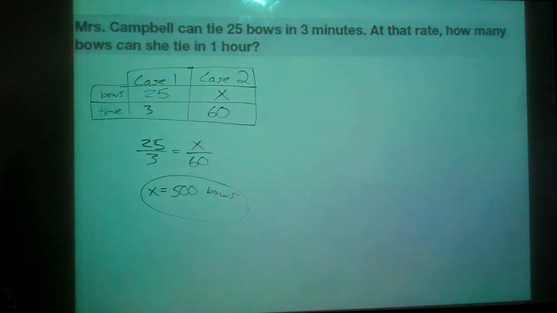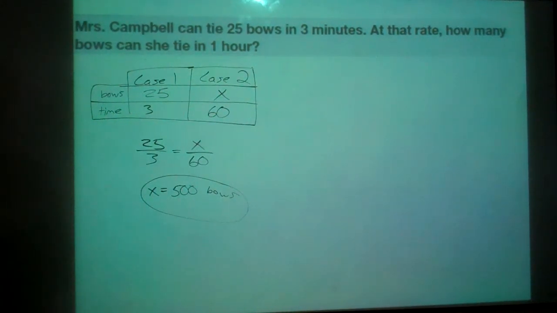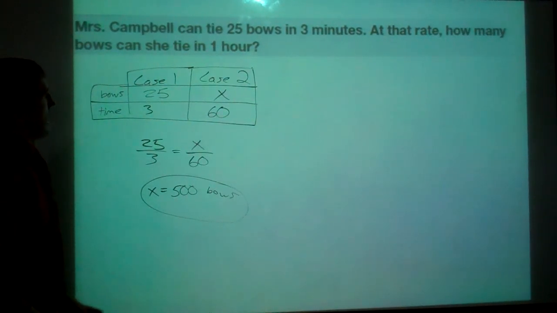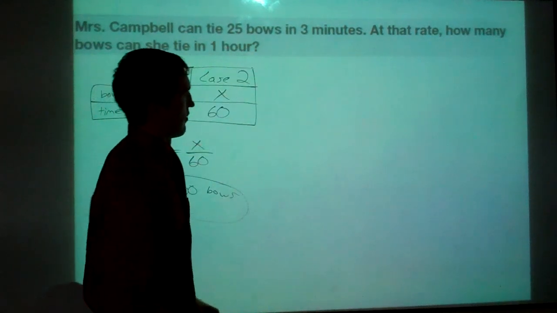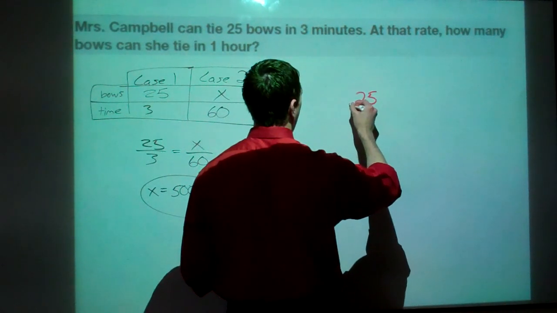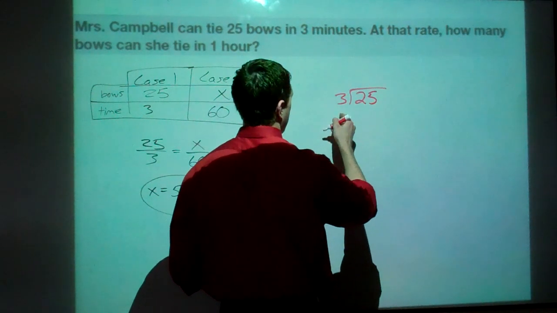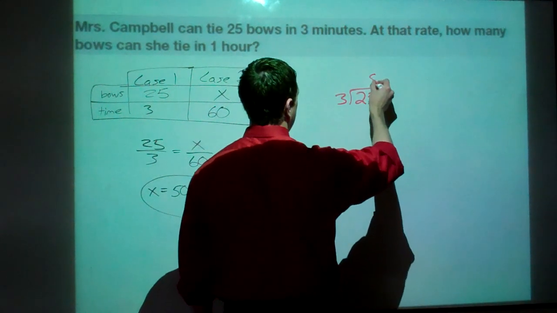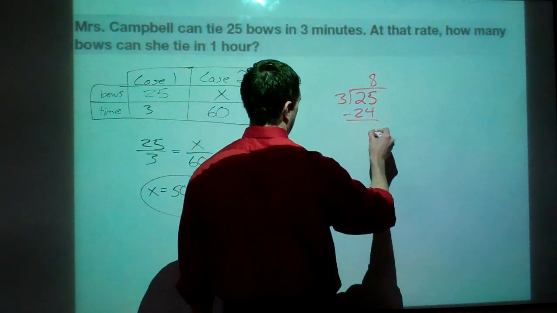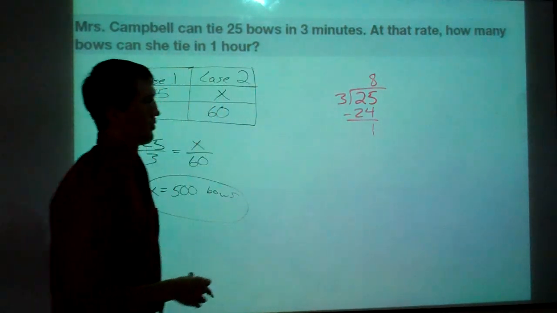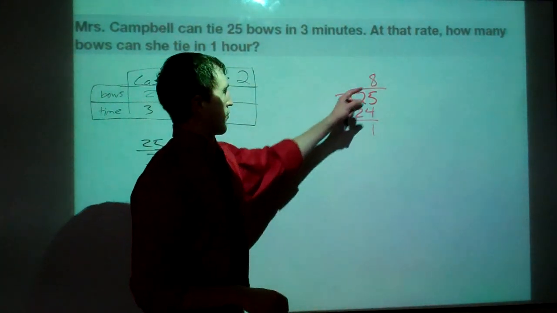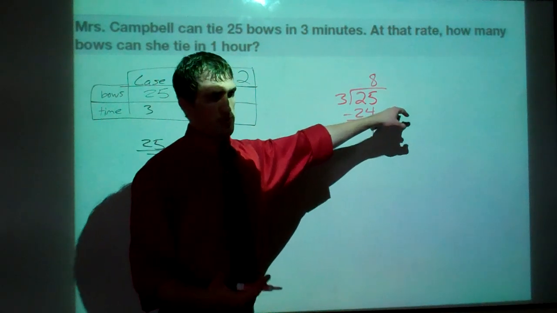We should. Now if we do it the other way, we're going to try to figure out how many she can do in 1 minute. That would then be 25 divided by 3. So 3 goes into 25 8 times. 8 times 3 is 24. Subtract, we get 1. Now what I'm going to do, on the first example we checked out, I went further with the division and we had a decimal.